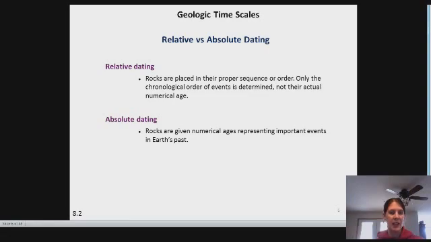Whereas absolute dating is where rocks are given numerical ages representing important events. So I can say X happened 4 years ago, Y happened 2 years ago, Z happened 6 months ago. That's where absolute dating would come into play.